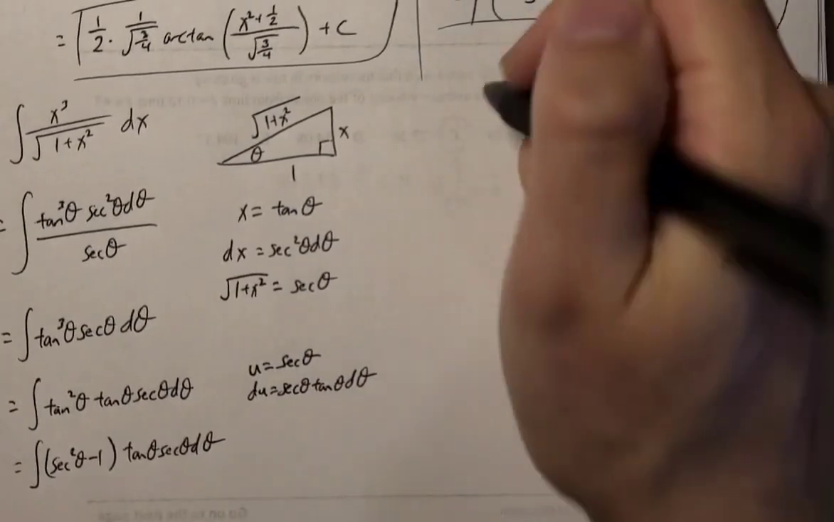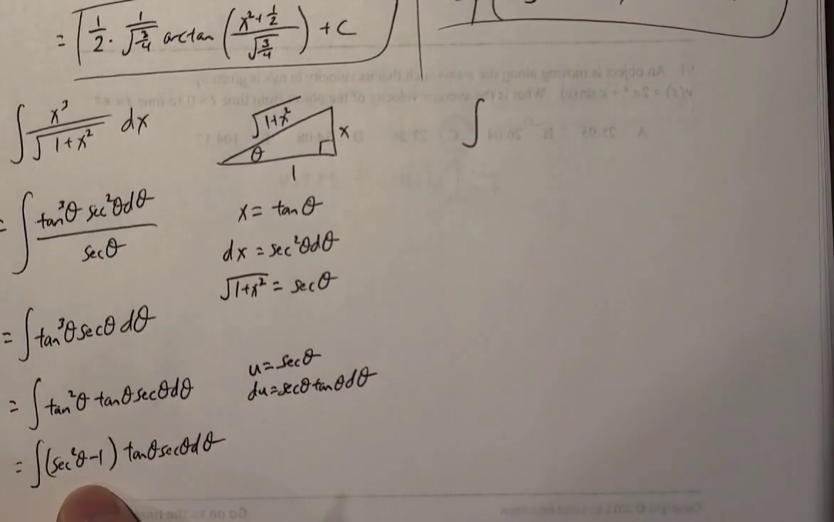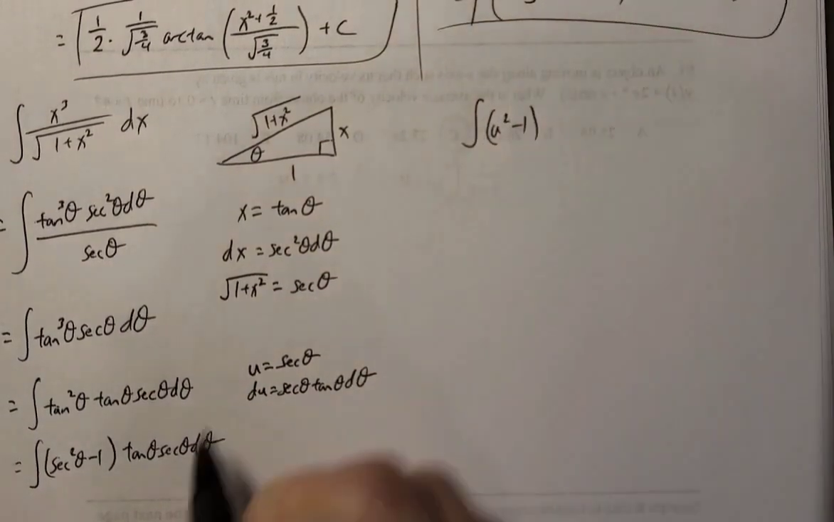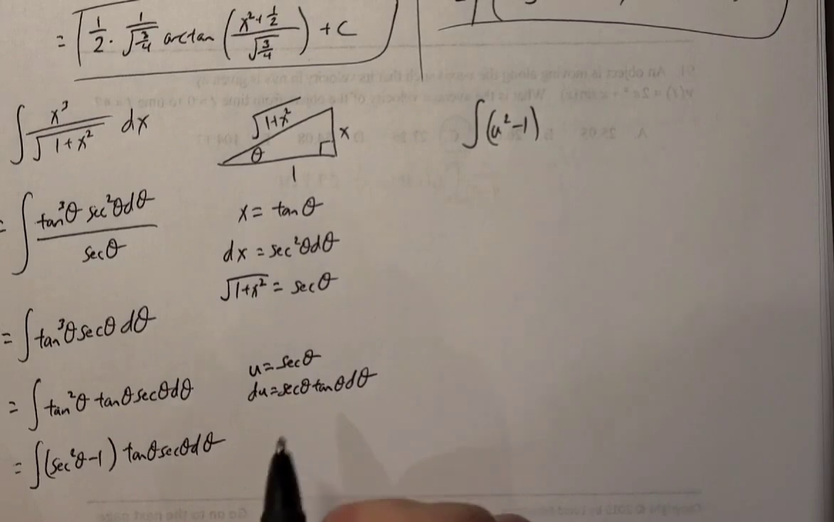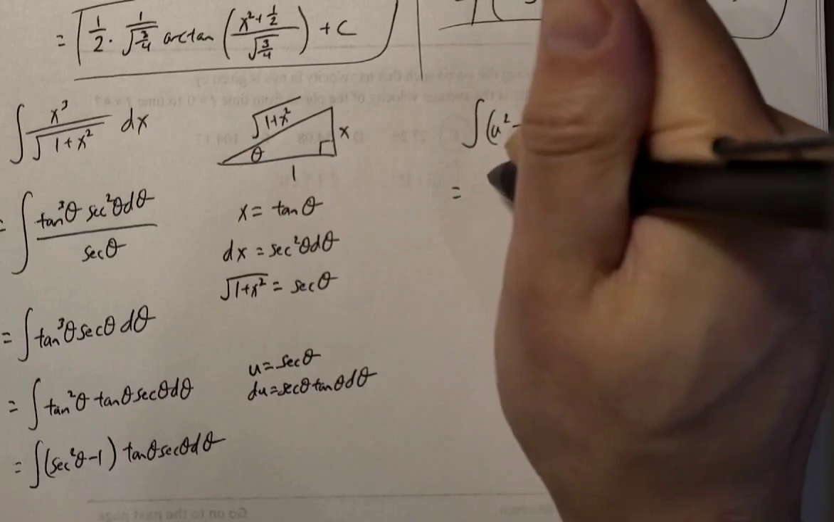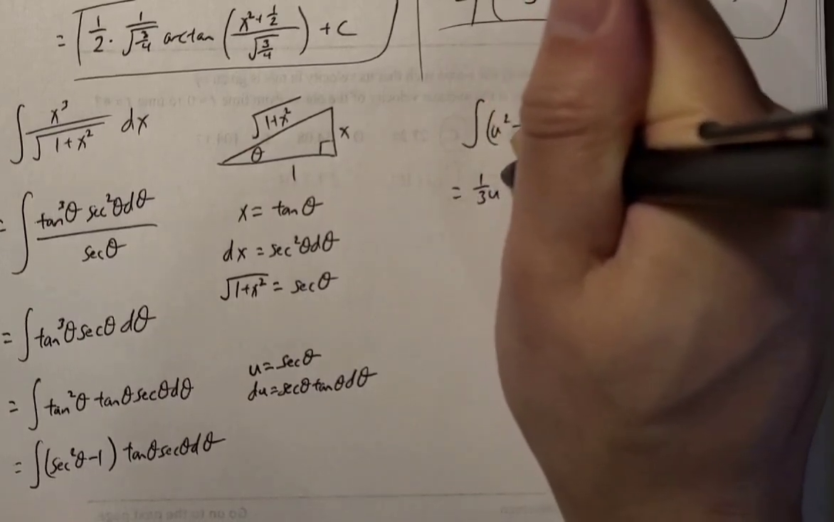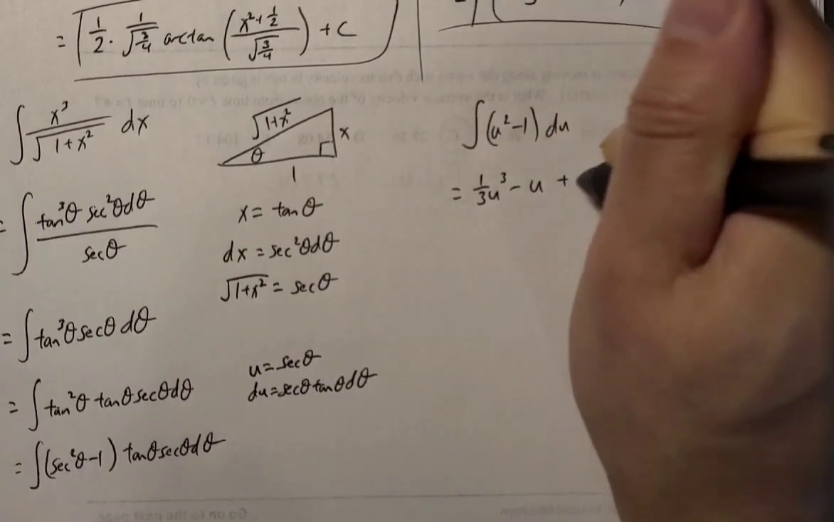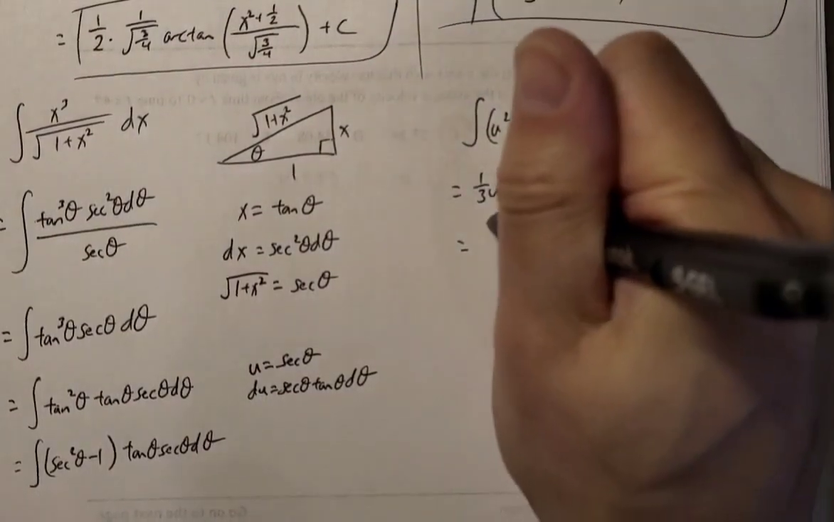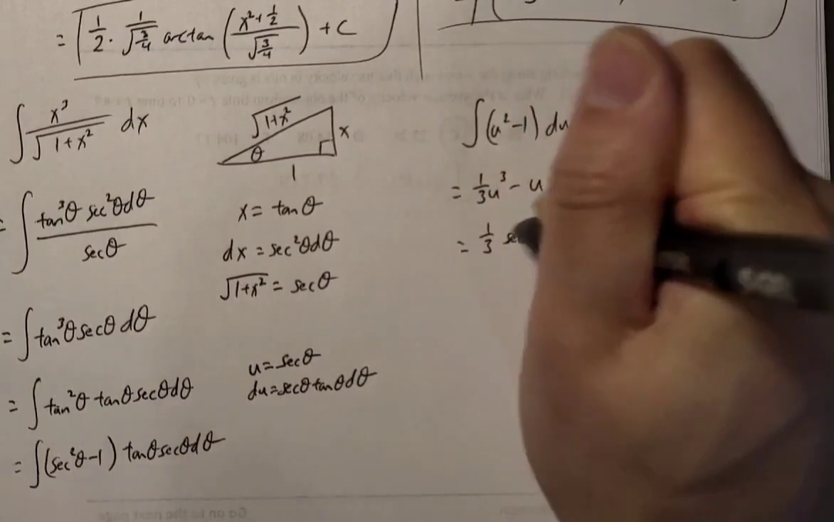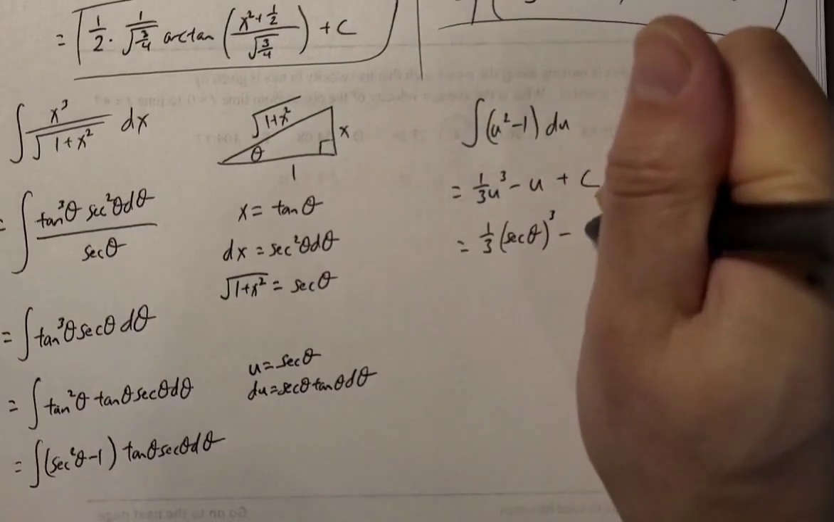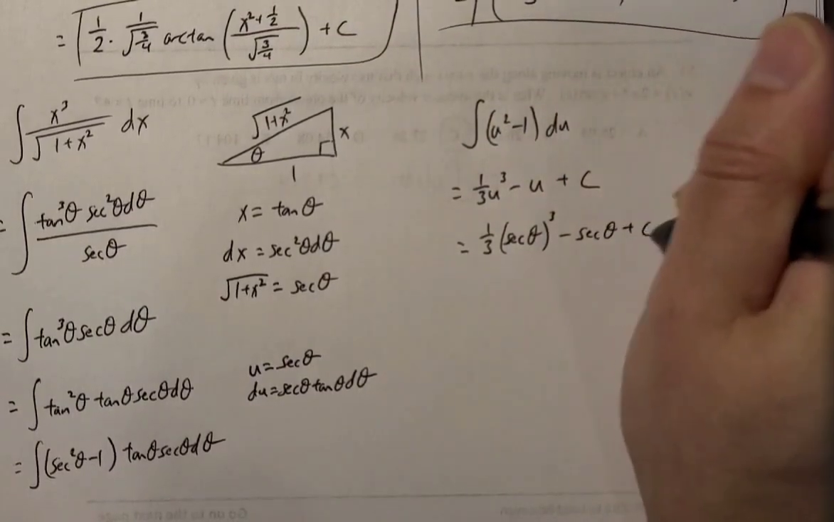Now we can make our substitution. So let me write it over here now. Secant squared minus 1 is just u squared minus 1. Secant tangent d theta, that's just du. This is very easy to solve now. So this is a third u cubed minus u plus c. Got to back substitute twice though, so let's do u first, which is secant. So a third secant theta, I'm going to write it like this. Secant cubed is secant theta cubed, like that, minus secant theta plus c.